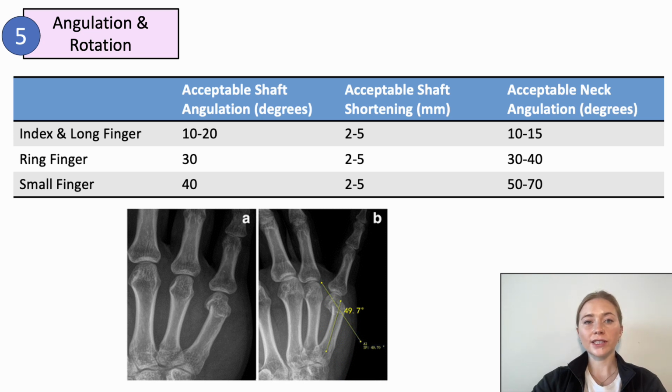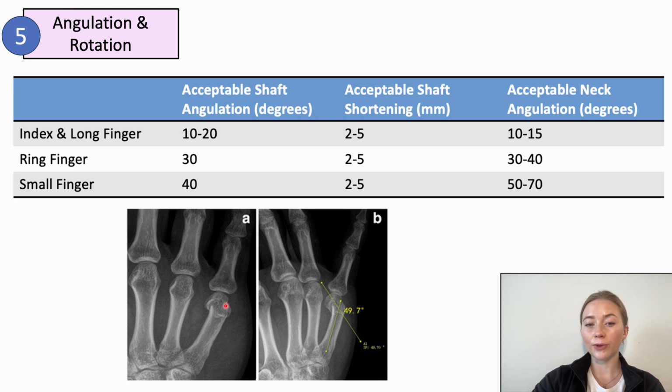How much angulation is acceptable is based on which bone is broken, especially for the metacarpals. So in this table here, you can see for the index and long finger, ring finger, and small finger, they have a generally accepted angulation of the shaft, shortening of the shaft, and neck angulation. And then each digit is a little bit different, and this guides whether or not the fracture can be treated conservatively or whether it needs further reduction or an operation.